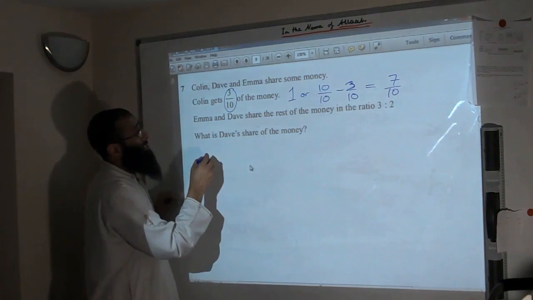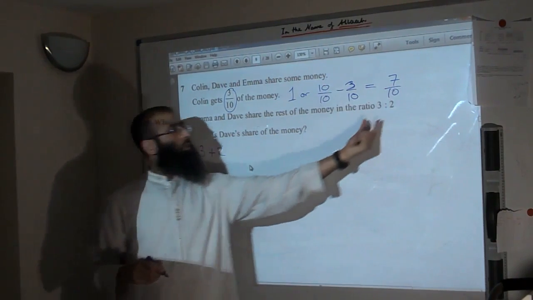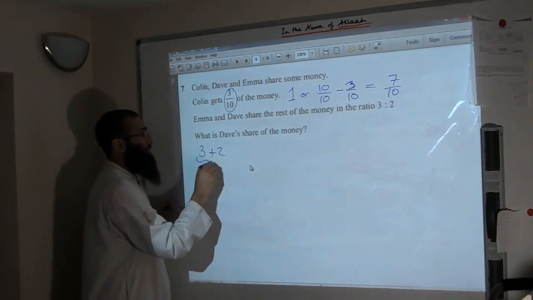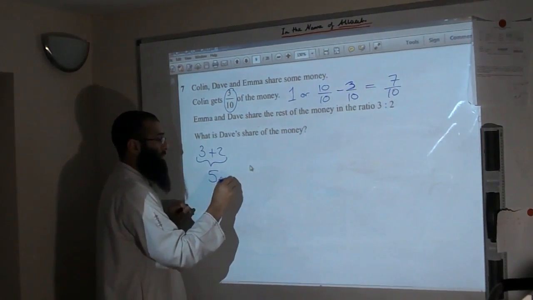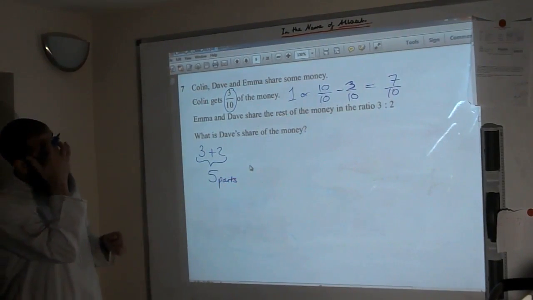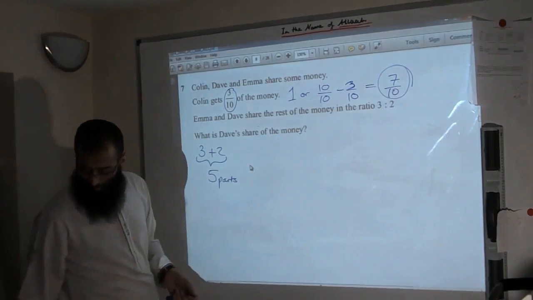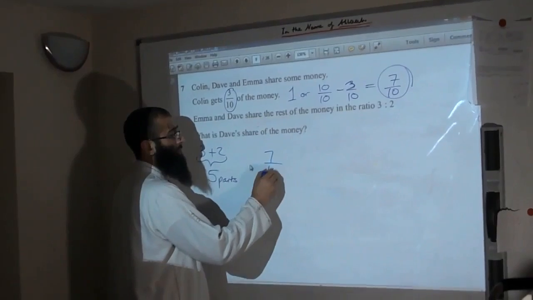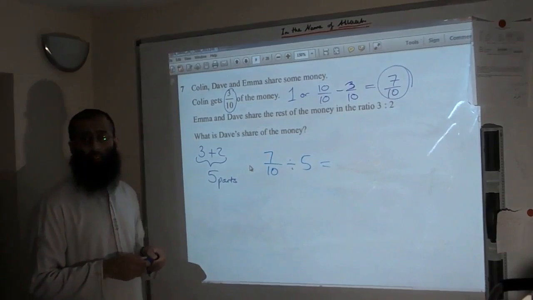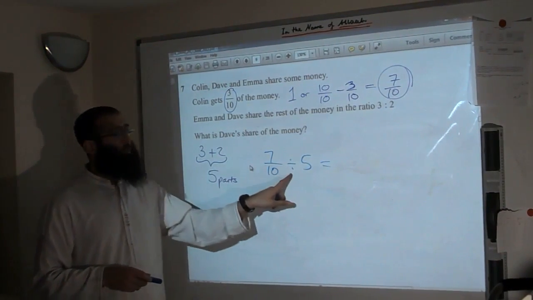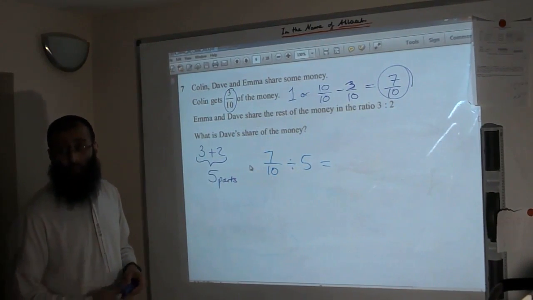Okay, so we have 3 and 2. So what do we do with the ratio first of all? Add it. So 3 and 2 will give us 5. Okay, so we got 5 parts. Now we have to get the remaining bit of the money. So we have 7 tenths of the money, and we have to divide it by 5. So the first part is add the ratio, the second part is divide. So 7 tenths divided by 5 is 0.14.